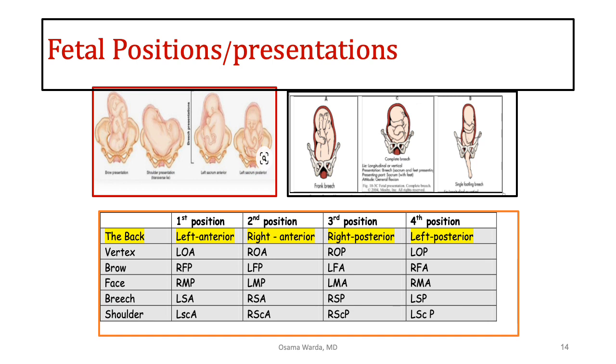The opposite occurs with face or brow presentation, because the dominator, which is the mentum or the forehead, occupies an opposite position to the back. So the first position in the face presentation is the back left and anterior. So the mentum or the face, right and posterior, and so on.